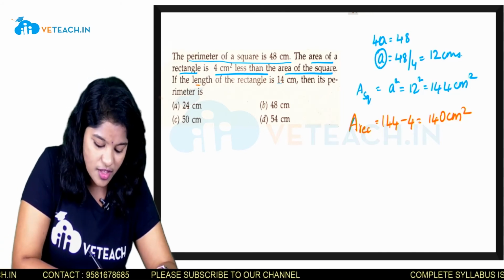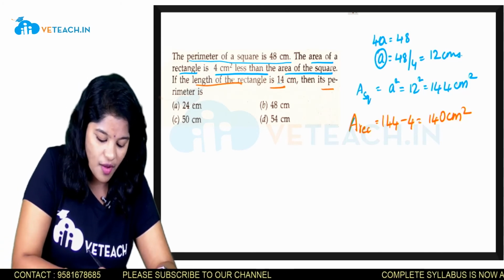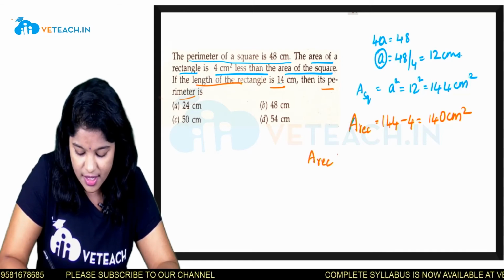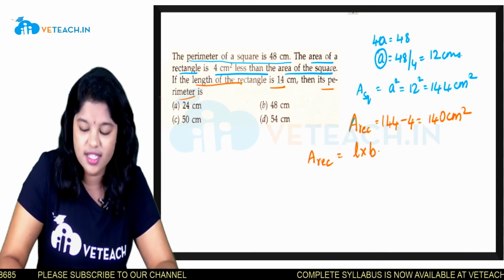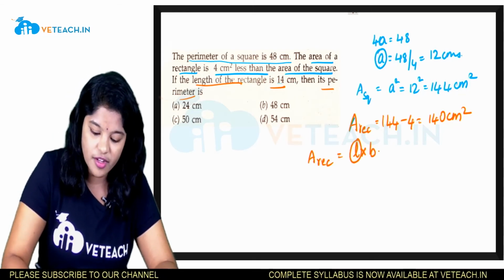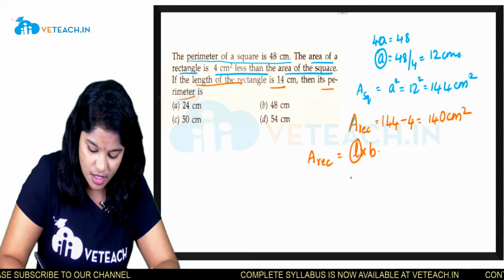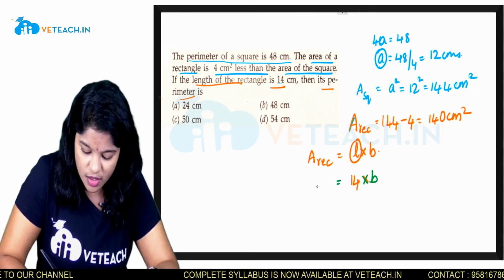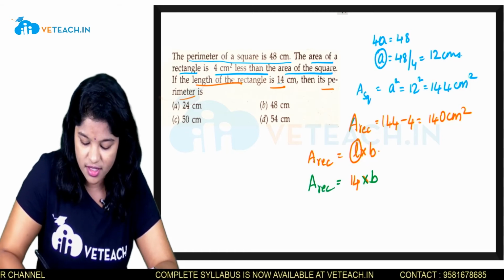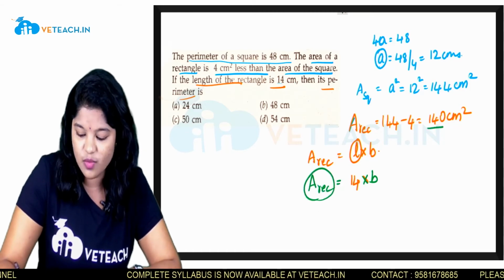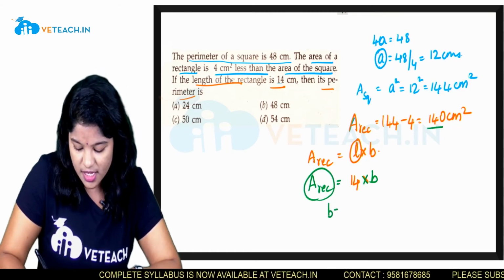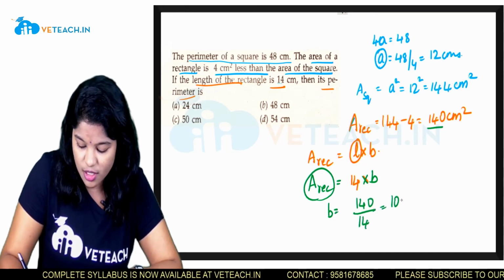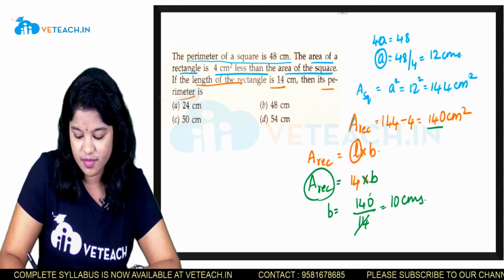Next, given the length of the rectangle as 14, find the perimeter of the rectangle. Now area of the rectangle is equal to L into B, that is length into breadth. Already we know the value of the length, that is nothing but equal to 14. So 14 into B is equal to the area of the rectangle, that is 140. So B is equal to 140 divided by 14, that is equal to 10 centimeters.